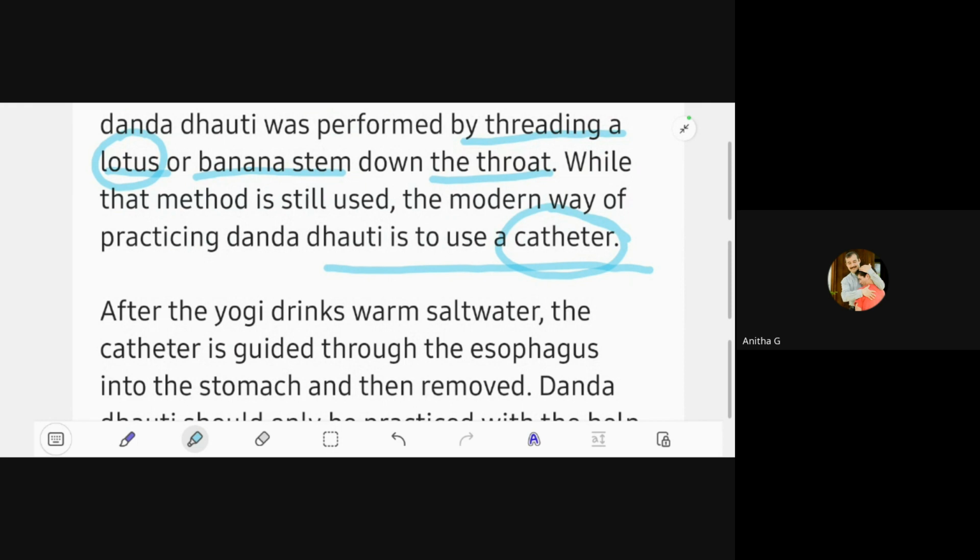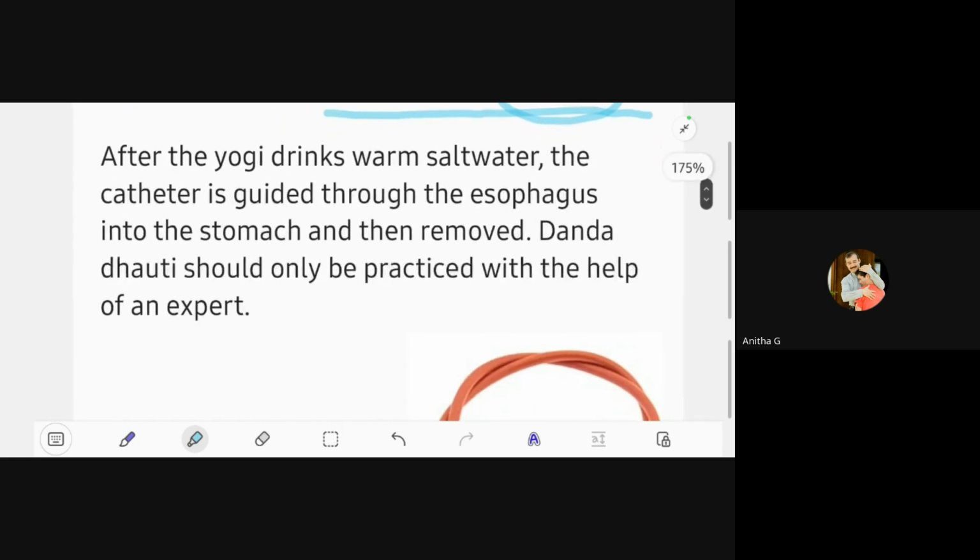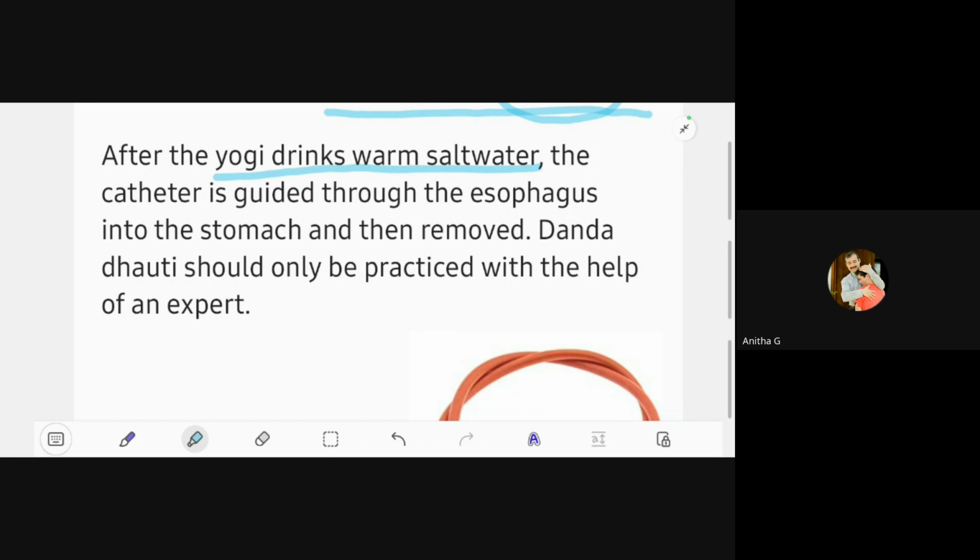For suitability, the thread and the wax are really available nowadays, but due to the demand of yoga, it is quite increasing day by day. But the catheter is a very easy way to go as a beginner. Now, after the yogi drinks warm saline water, once you are done with the Dandadhoti, you use the catheter.